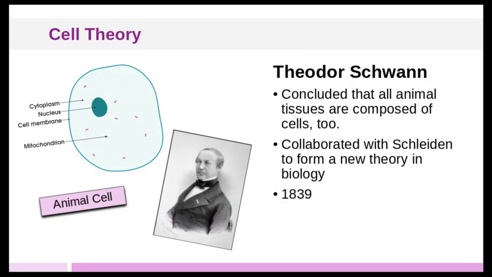So Theodor Schwann was also one of the contributors, and he actually worked with Schleiden. He concluded that all animal tissues, as I noted in the previous slide, would later be identified as being composed of cells also. So this was contributed by Theodor Schwann. Again, he worked with Schleiden, and they formed a new theory in biology called the cell theory together. And this would have been discovered in 1839.